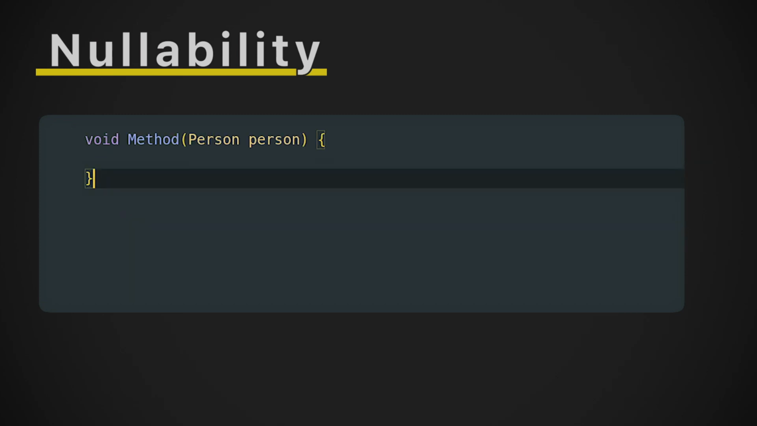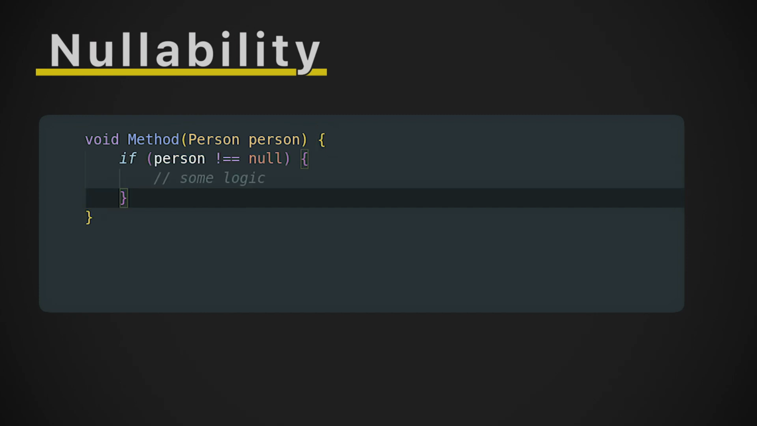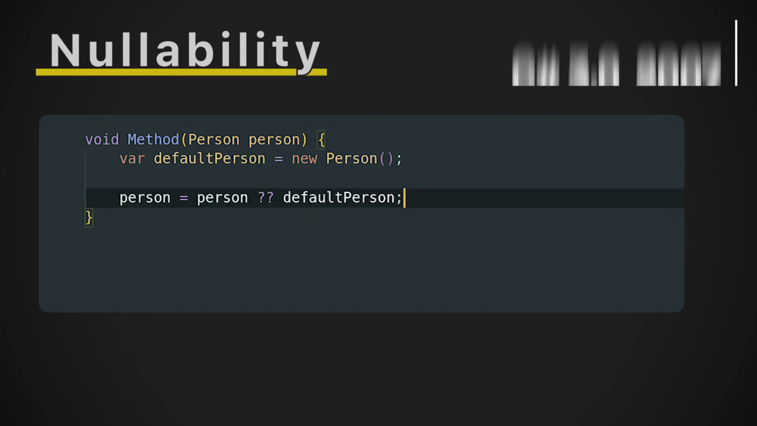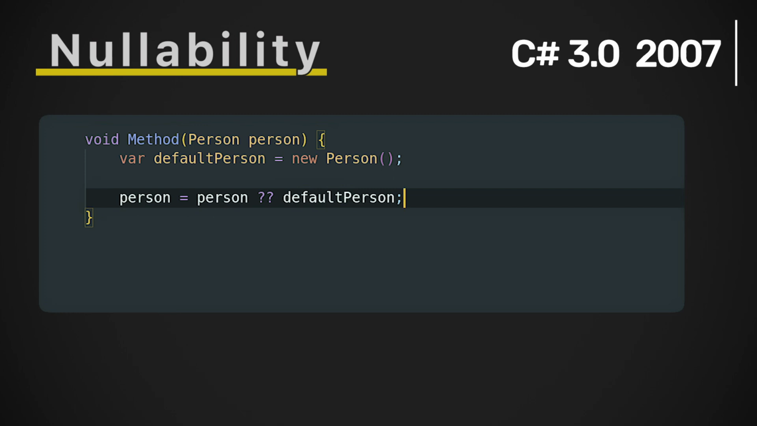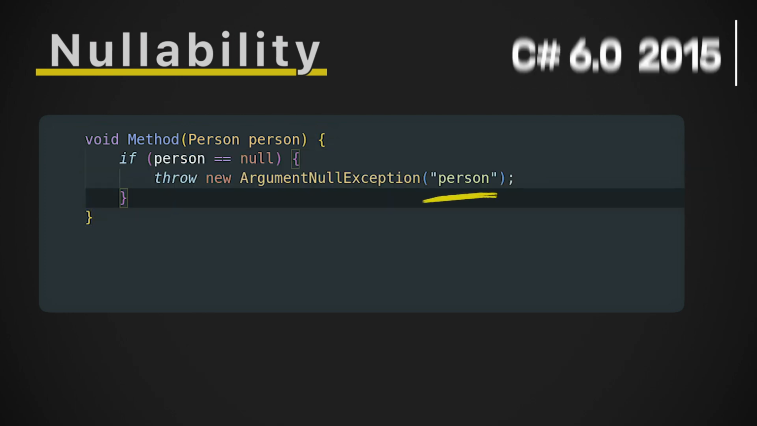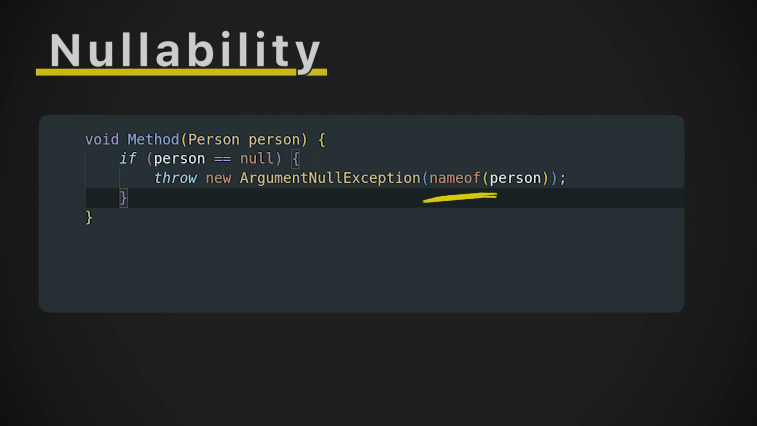So let's say we have a class Person and we pass it to a method, and we want to check for a null. We can revert that logic and throw an exception. With C# 3 you can use the null coalescing operator, or just even throw an error if the person is null. With C# 6, instead of writing constant argument strings, we can use the nameof operator.